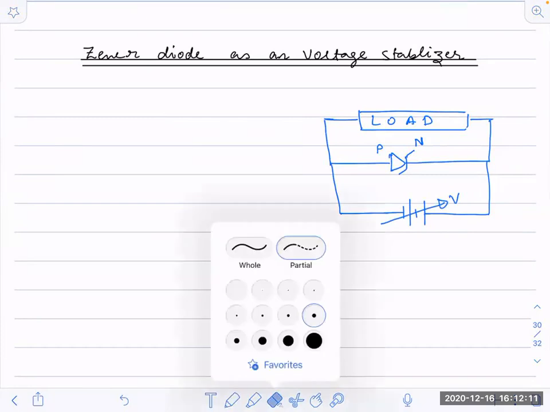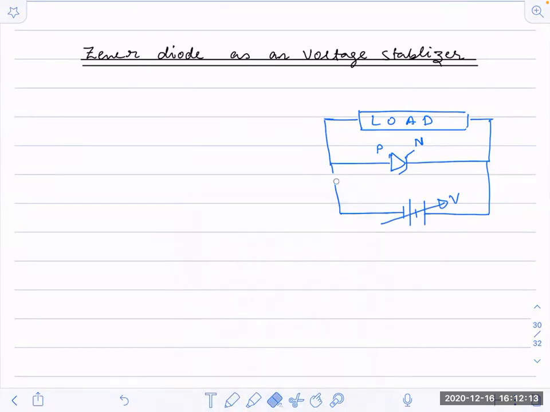Now, what we do is we put a resistor here. That's very, very important. Suppose the load has a resistance of RL. This is an external resistor called R. Now try to understand this situation.